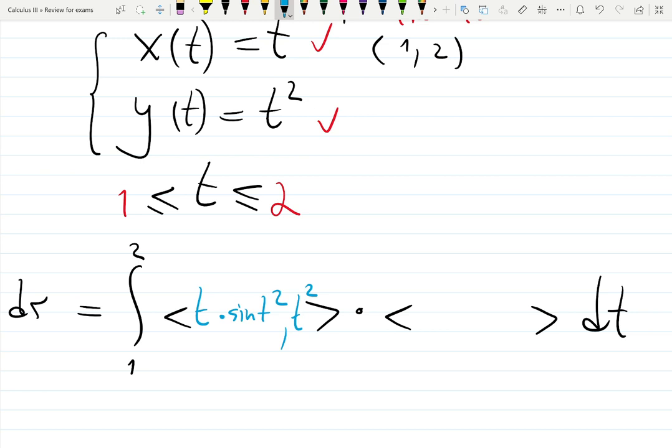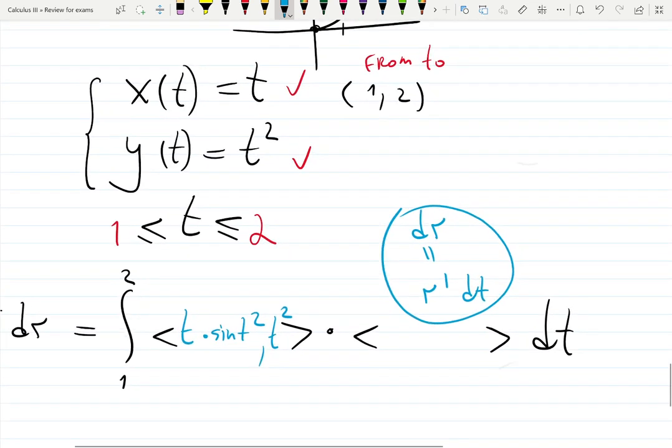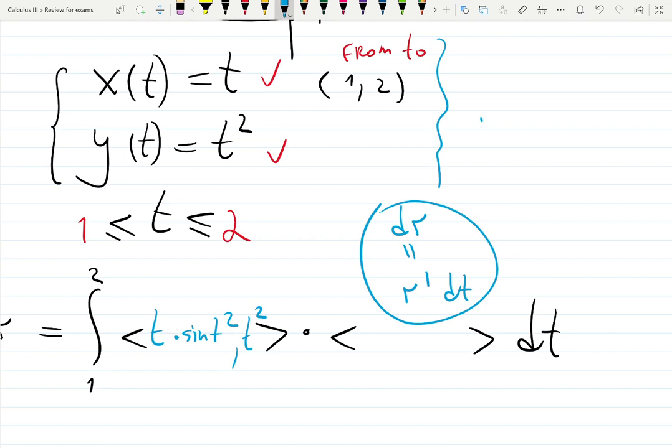Then what is the second vector? The second vector is r prime, because it came from the chain rule. dr now is r prime dt. That is how you should remember it. That's how I memorize it. So you differentiate your r. Do you understand that this is the r we're building? The r you build is (t, t squared). So let's complete it. Derivative of t is 1. Derivative of t squared is 2t.